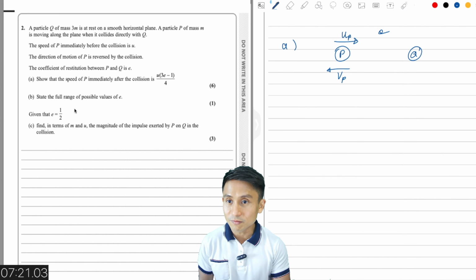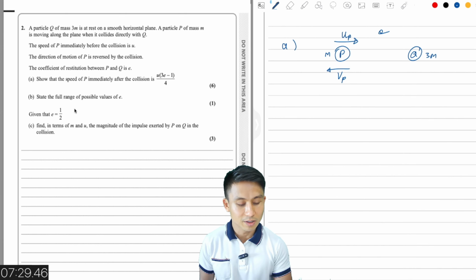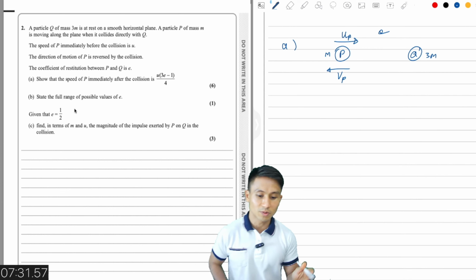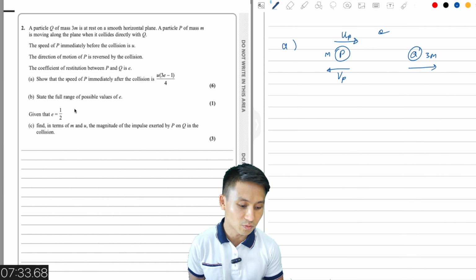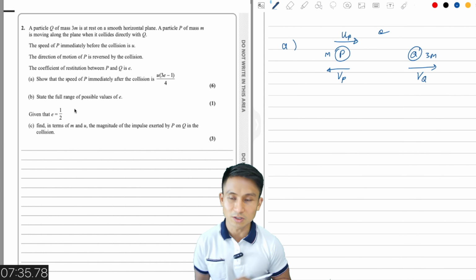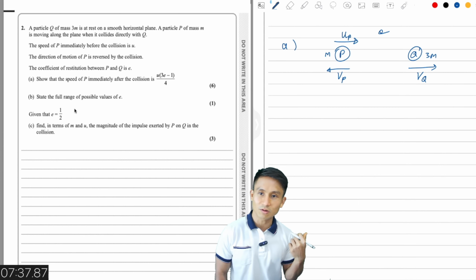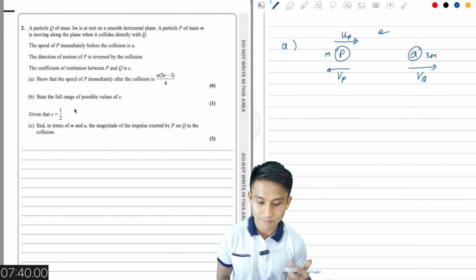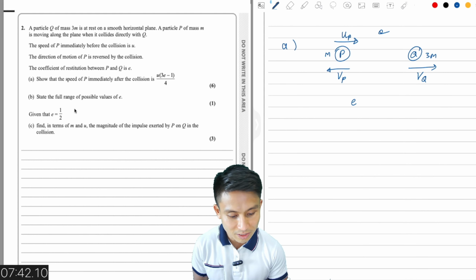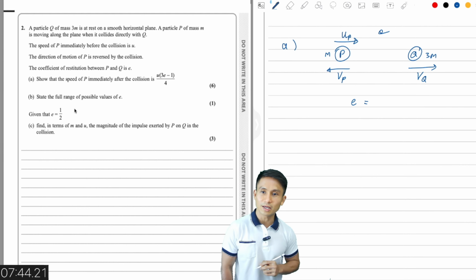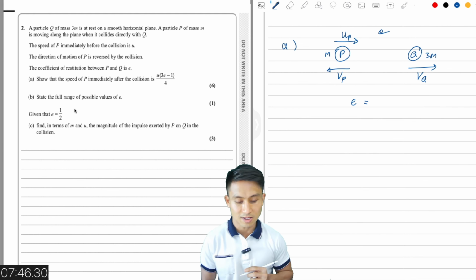So the mass of particle Q is 3m and particle P is m. The initial speed of Q is 0, but the final speed of Q would be VQ like this. Because you got hit from the left, you should go to the right. You can't go to the left. That makes sense, yeah? So let's compute the coefficient of restitution e.